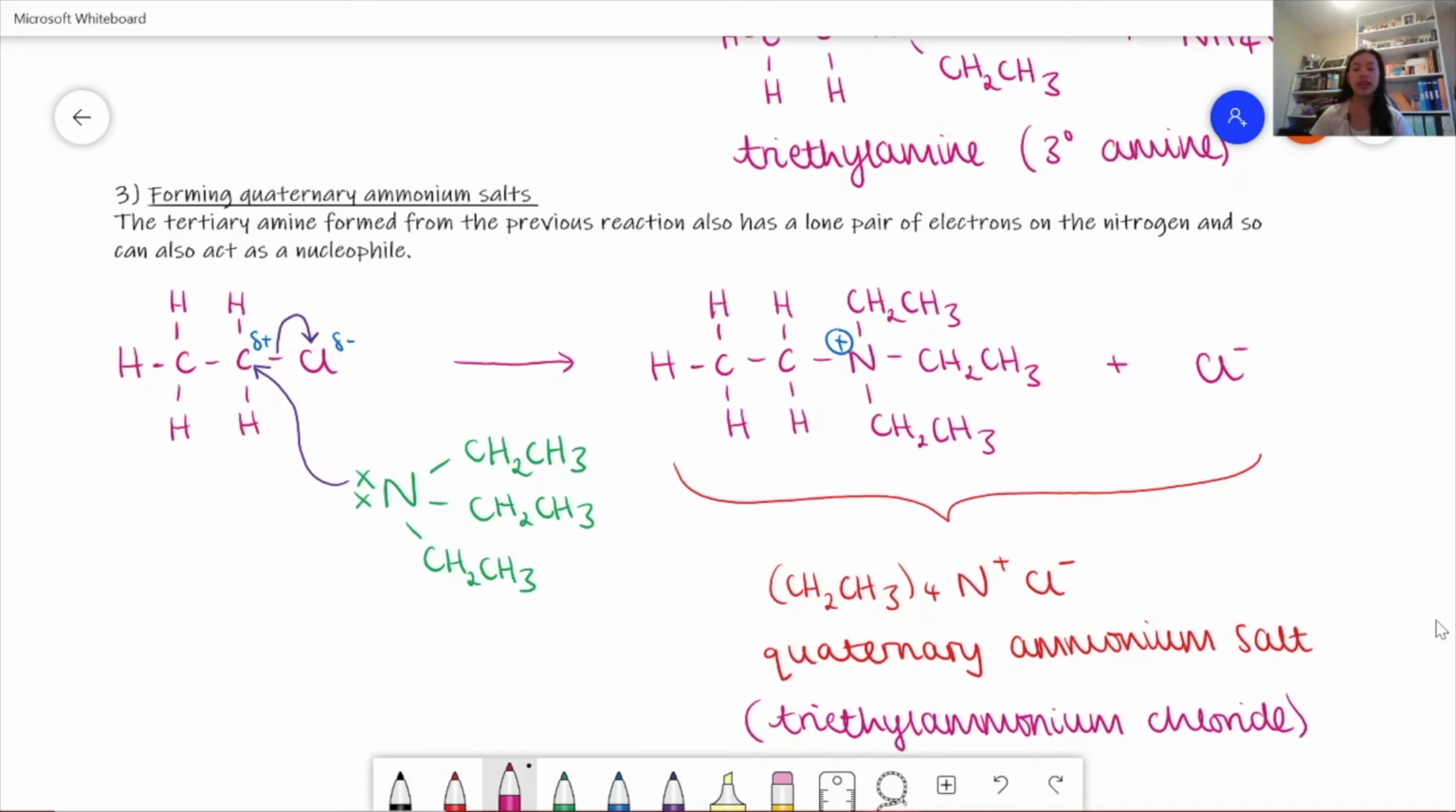So really important things to remember are that these are all nucleophilic substitution reactions. And that's because the attacking group is always a nucleophile, which has a lone pair of electrons available to donate to something else to form a covalent bond. And we're substituting the chlorine for the nucleophiles, and so it's a substitution reaction.